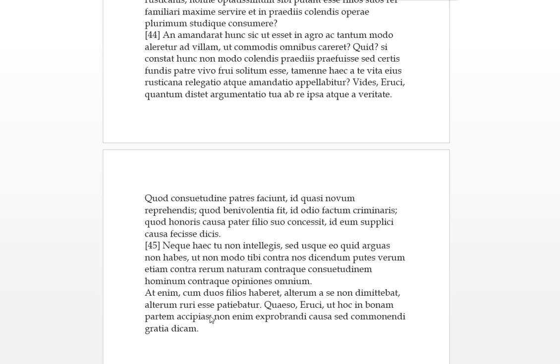However you want to interpret that. For non causa exprobrandi, not for the sake of reproaching you or insulting you or talking back to you, but commonendi gratia. So these are the two ways you do these, causa and gratia, both behind a genitive. So you got a good example there. He didn't do this for the sake of reproaching him, but for, you get admonish, monere, in the second conjugation. But dicam, I said this for the sake of advising you, not for reproaching you.